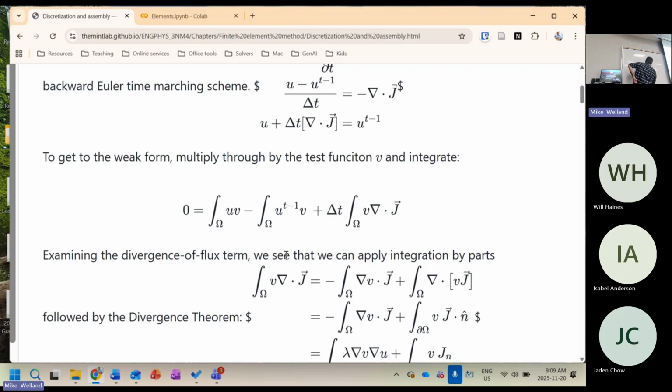Delta t, grad j. I left off a v, right? And then we're going to integrate the entire thing, because again, we're looking for the minimum weighted residual over the entire domain. We're just going to integrate over the entire thing.